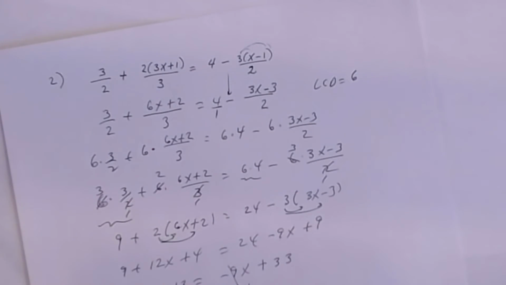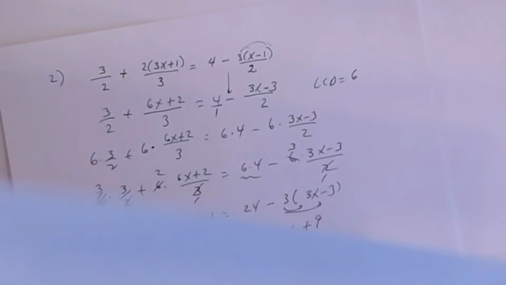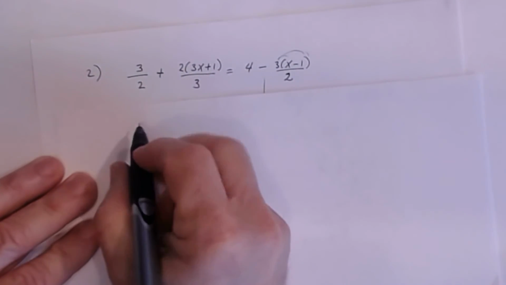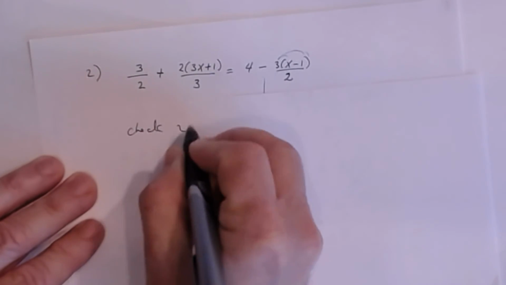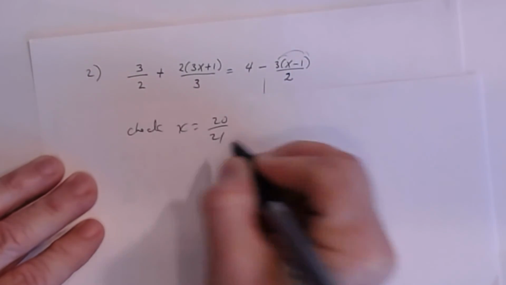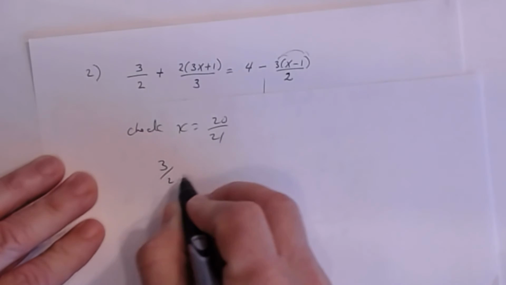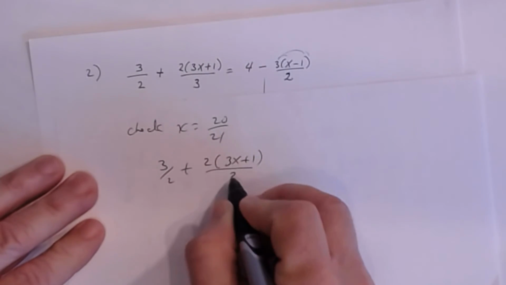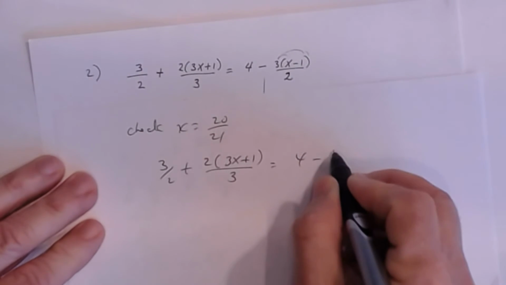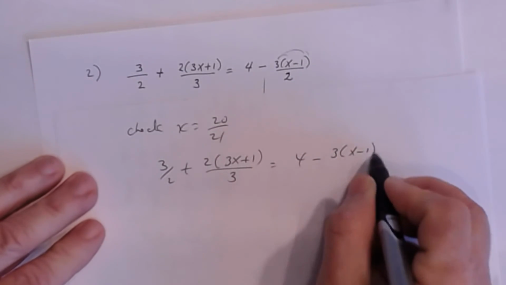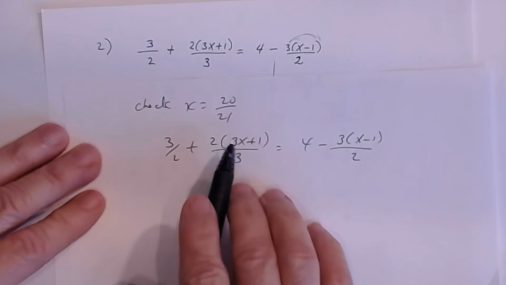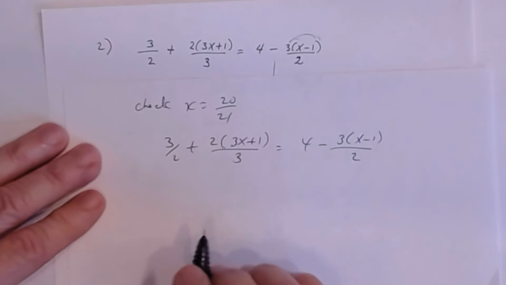Let me go ahead and use another sheet of paper. Okay, so I'm going to write this original problem over. We're checking x equal 20 divided by 21. So I get 3 halves plus 2 times (3x plus 1) divided by 3 equal 4 minus 3 times (x minus 1) divided by 2. In place of x, I'm going to substitute 20 divided by 21.